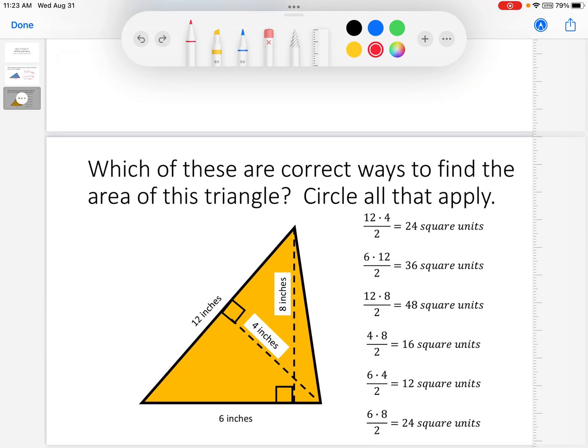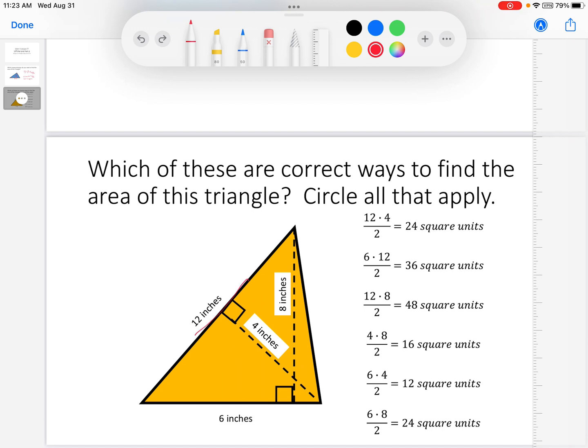So, which of these are correct ways to find the area of this triangle? You want to find one side and a right angle, and those will be the numbers that you want to use. So I'm going to give you a chance to do it on your own. Pause the video, and turn it back on when you're ready to see the answers.